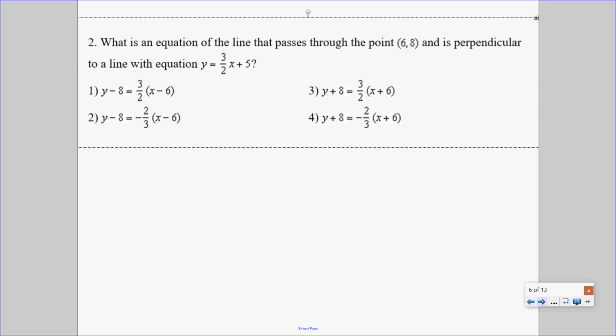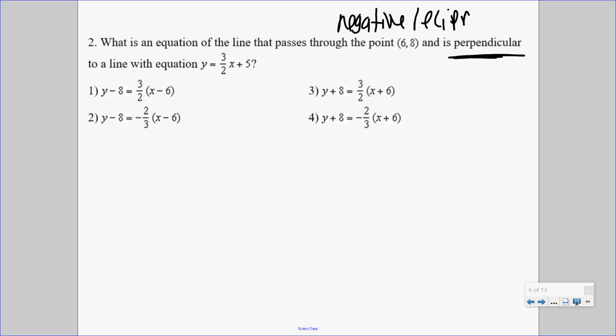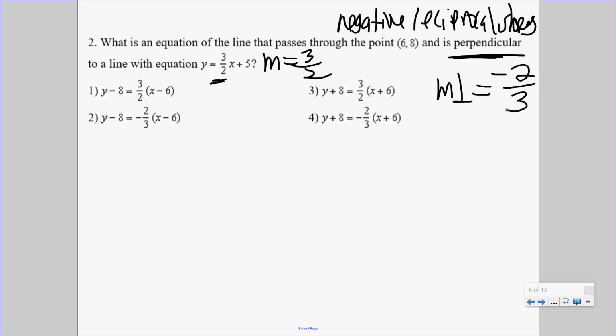All right, what is an equation of a line that passes through the point 6, 8 and is perpendicular? Now that you tried this on your own, perpendicular lines have negative reciprocal slopes. Flip it and negate it. So, this line has a slope of 3 over 2. So my perpendicular line, the negative reciprocal of that, flip it and negate it, becomes negative 2 over 3. So I can already cross out choices 1 and 3 because they don't have a slope of negative 2 over 3.